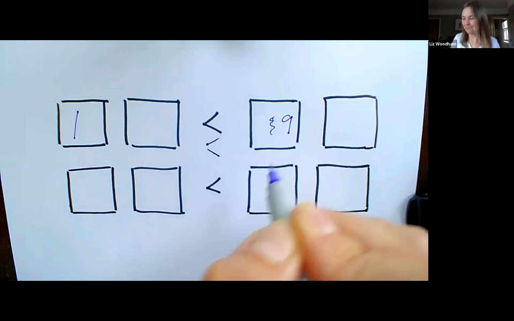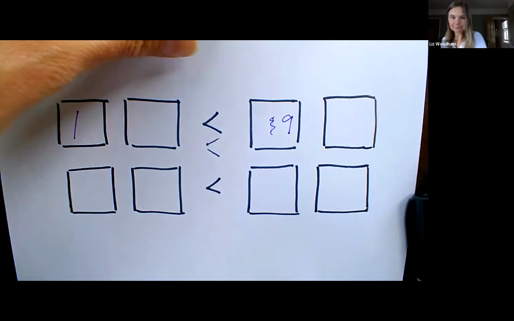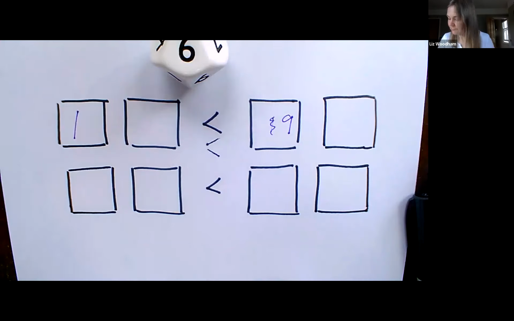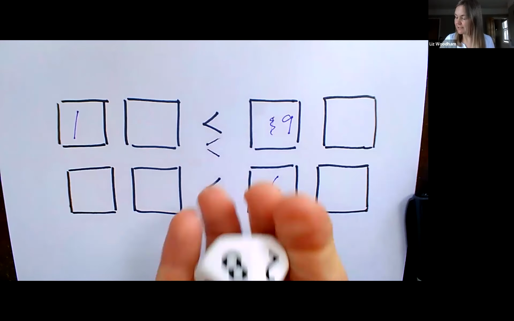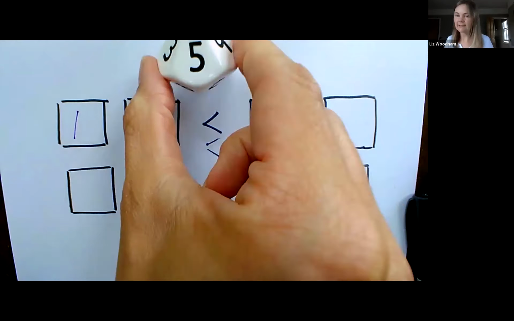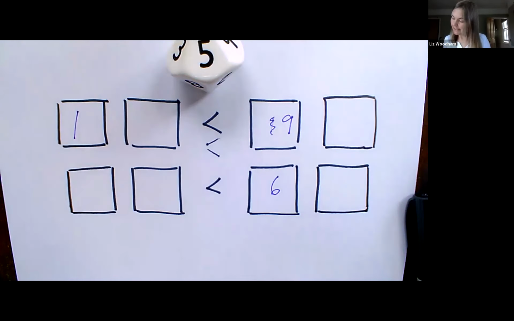There we go. And next, we've got a 6. Okay, I think I might go... I'm going to put that here, I think. Remember, as I'm rolling the dice, if you can be putting the digits in your own boxes, don't worry too much. Oh, okay, 5.